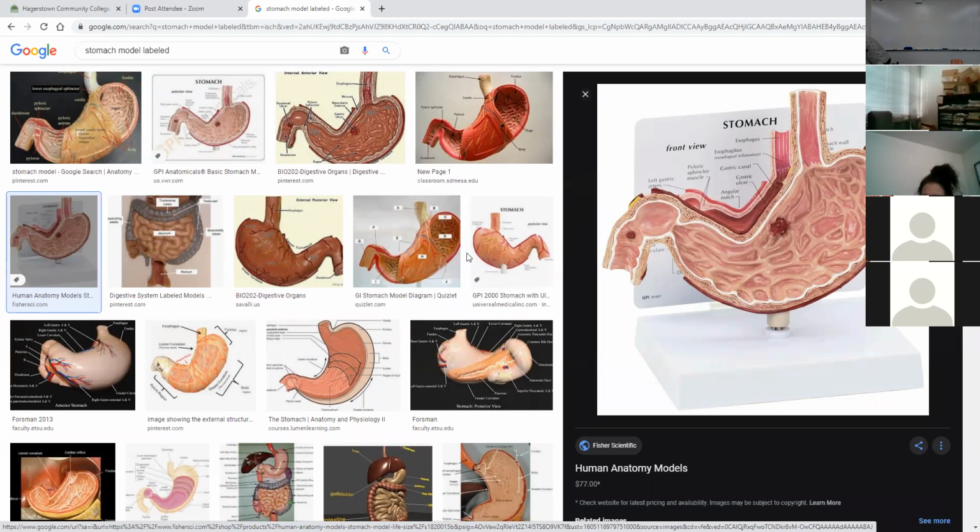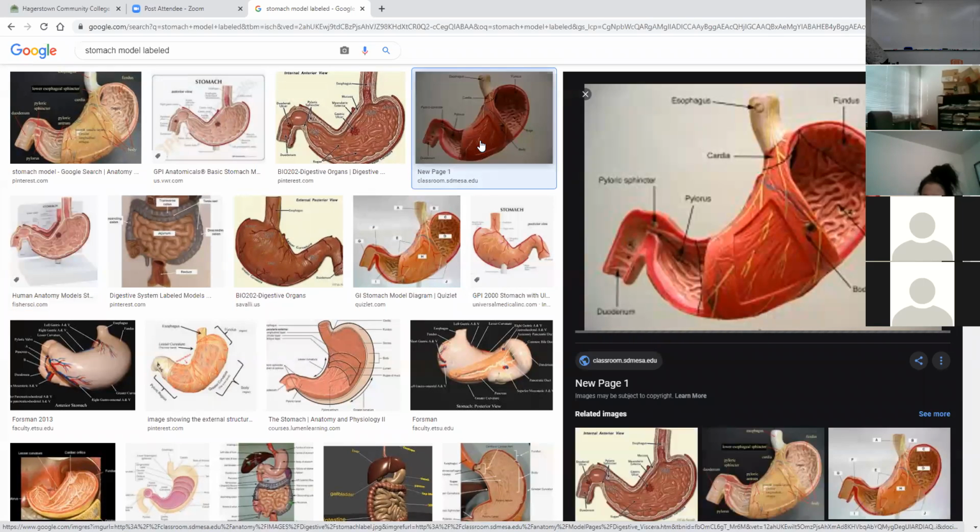Let's see. There's also something interesting here. The entire GI tract has two layers of smooth muscle in the muscularis. They have an inner circular layer and an outer longitudinal layer, but the stomach has a third layer right here called oblique. So it's kind of unique in the GI tract that it has three muscle layers. So it makes it the most muscular organ of your GI tract.